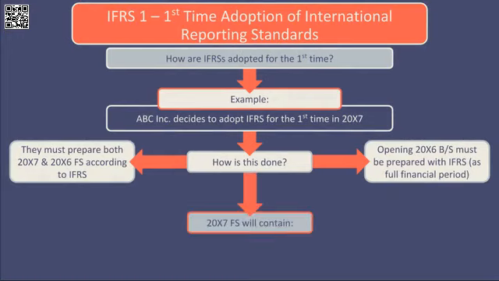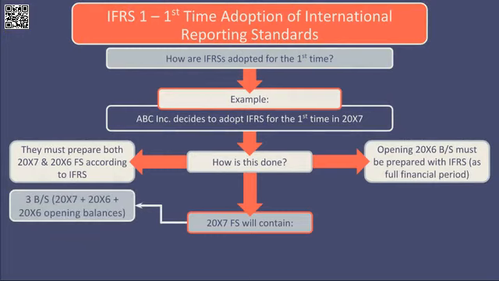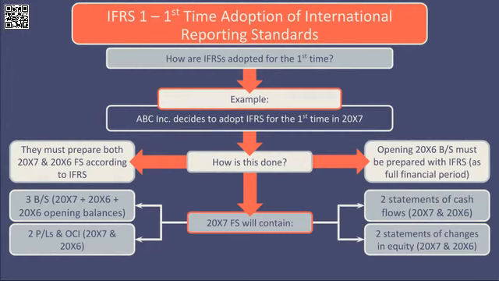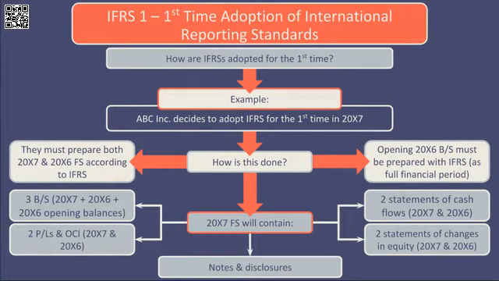Their 20x7 financial statements will contain 3 statements of financial position or balance sheet. 20x7, 20x6 and 20x5 are the 3 years. 2 statements of profit or loss and other comprehensive income for 20x7 and 20x6. 2 statements of cash flows and 2 statements of changes in equity for 20x7 and 20x6. And the related notes, including comparative information.